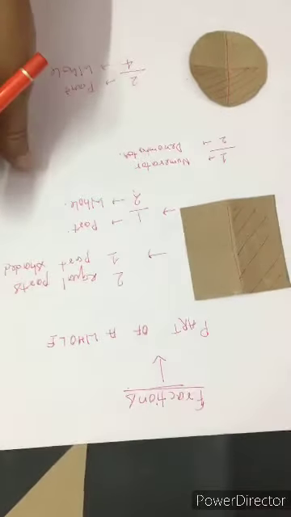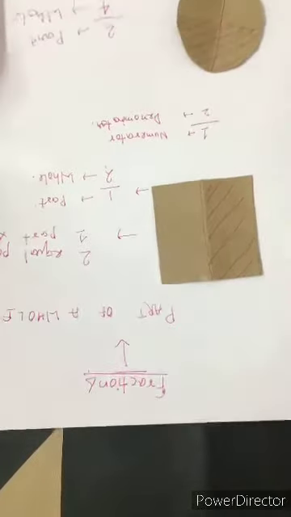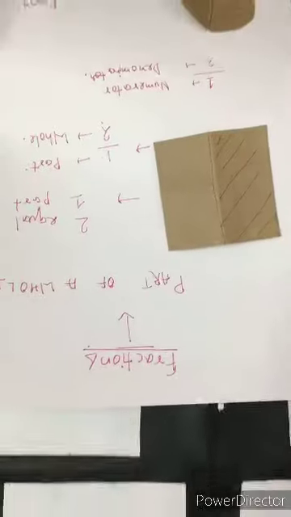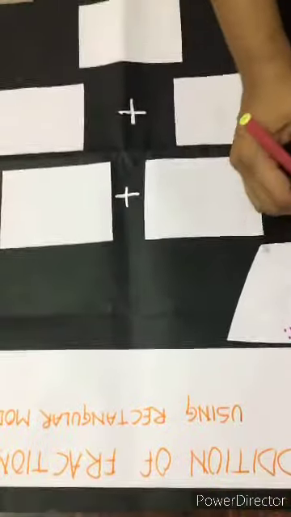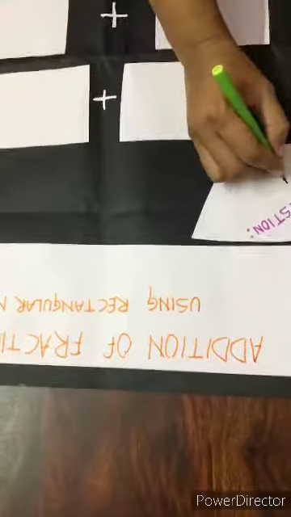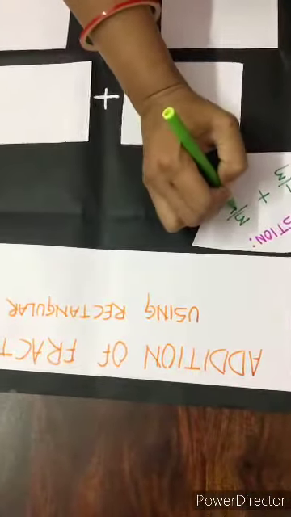Let us move to an activity. In this activity we will be learning how to add fractions using rectangular models. Okay. So you want to learn how to add fractions using rectangular model. We will be solving a question of addition of fractions. Let us take a question. Let us say we will be adding 1 by 3 and 3 by 5.